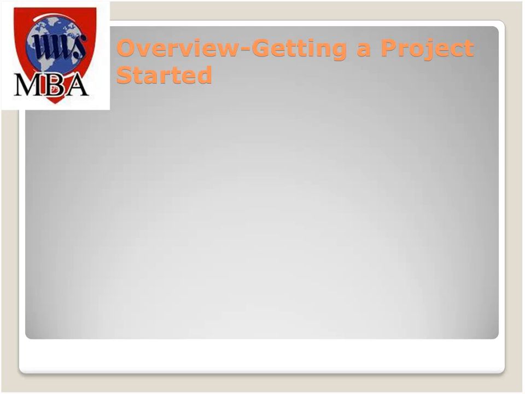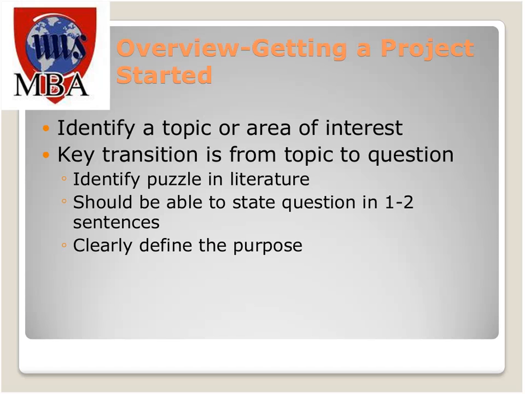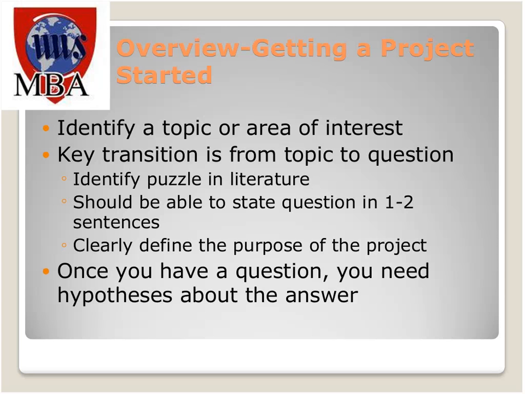So again, overview, getting a project started. First, identify a topic or area of interest. Okay. So I think most of you passed this item. I mean, now you have a topic and we finalized your topic together. So the first step is to identify a topic or area of interest. I think that is done. The next one, a key transition, is from topic to question.